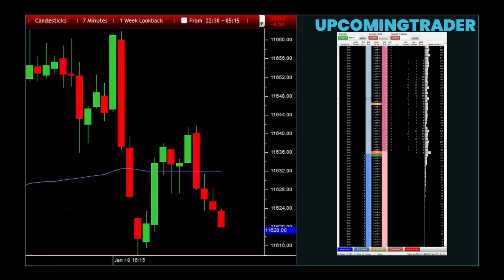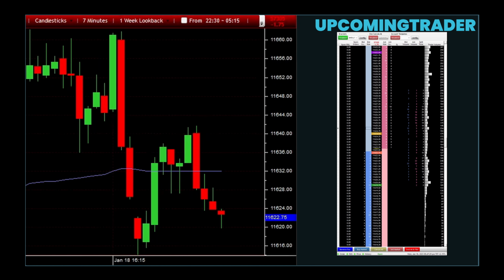We also have triangles, which come in three types: ascending, descending, and symmetrical. In an ascending triangle, the price makes higher lows while facing resistance at a similar level. Volume tends to decrease as the pattern forms, but when the price eventually breaks out above the resistance level, there is usually a surge in volume, confirming the breakout.